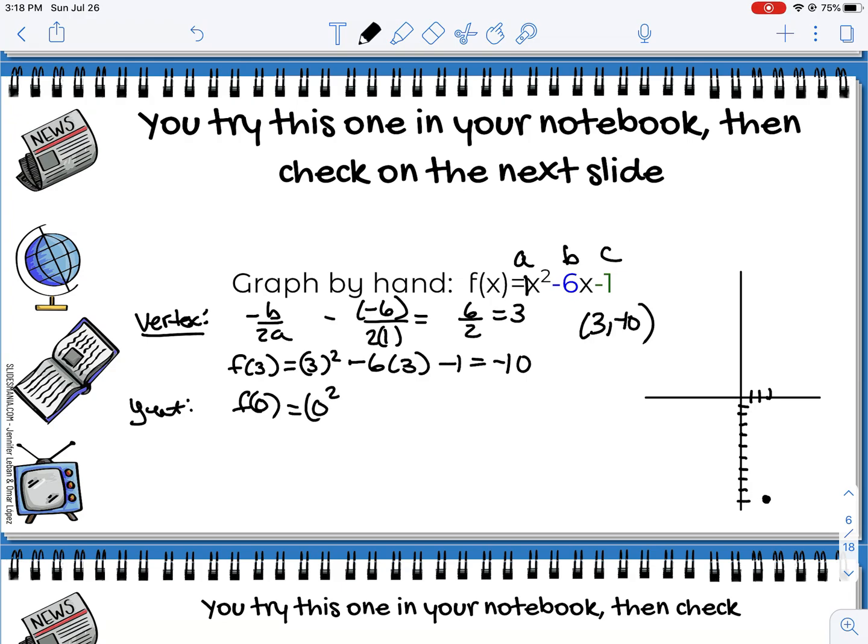Okay, the next thing I'm going to find is my y-intercept, and I'm going to substitute in 0 for the x to do that. If I simplify all that, I get negative 1. So my y-intercept is at (0, -1). Oops, I'm off a line.